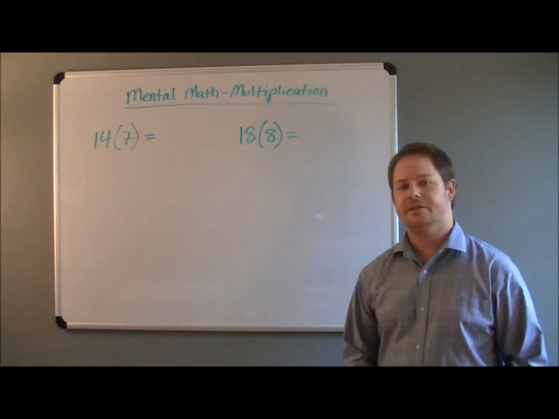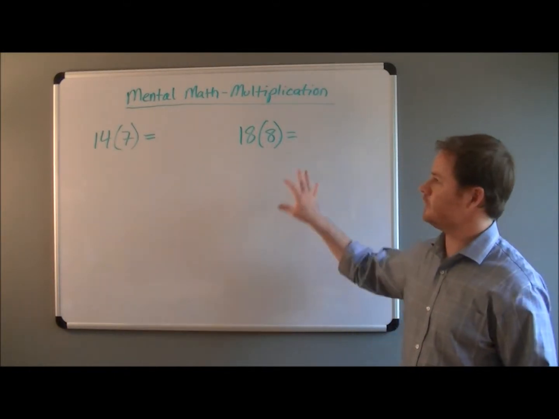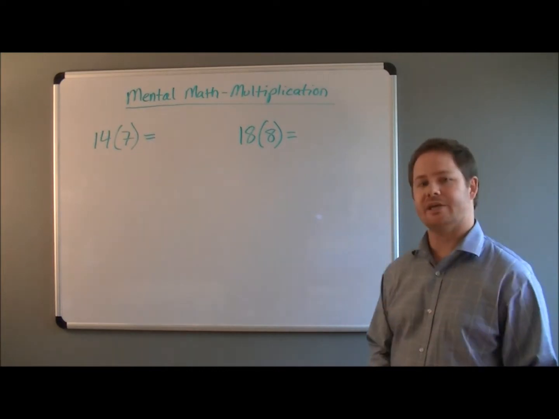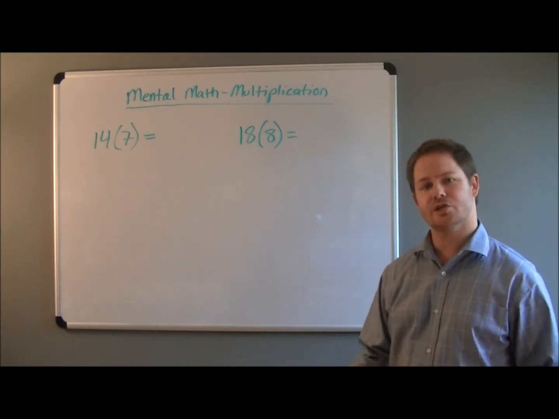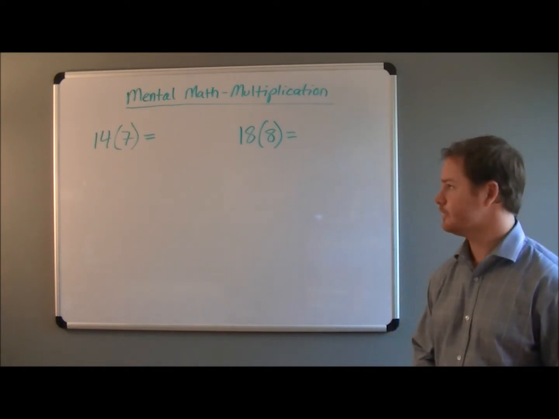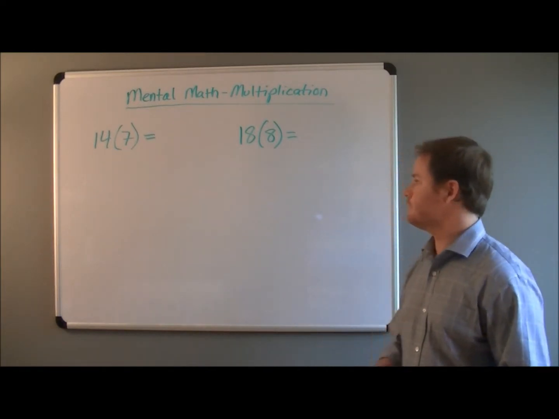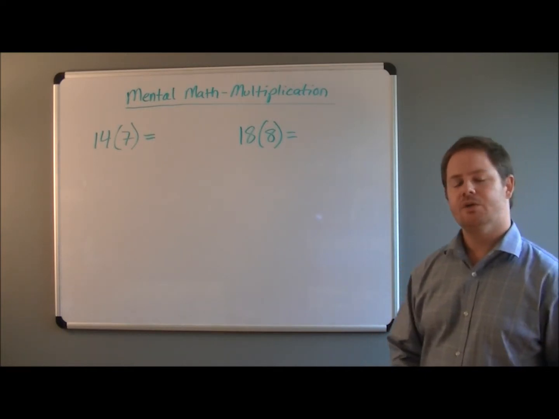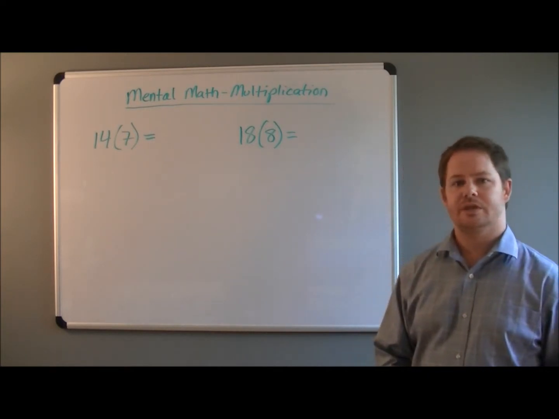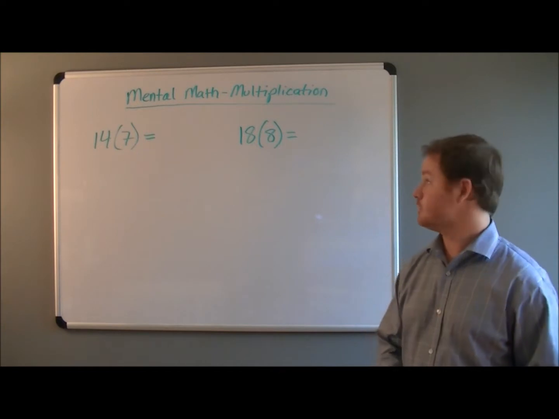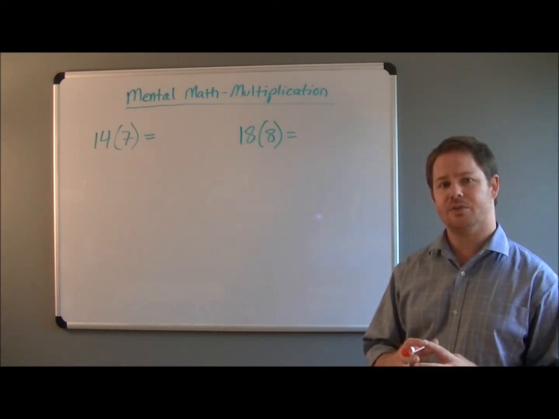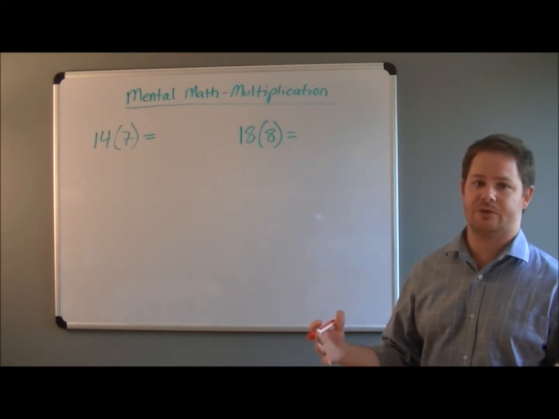Hi. In today's lesson we're going to take a look at how to do some mental math when we're multiplying. For multiplication, a lot of times when we see large numbers it can be very intimidating. For example, 14 times 7 or 18 times 8, the two examples that we have up on the board here. When you first look at those numbers, it oftentimes can intimidate you because you say, well, I don't know how to do 14 times 7 or 18 times 8, and you think of the entire problem altogether.